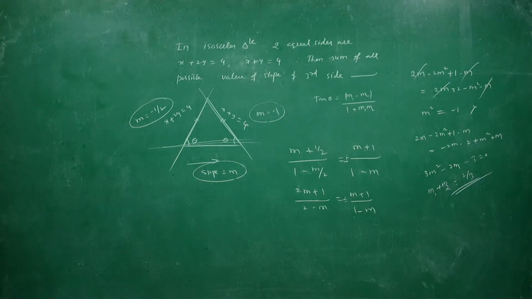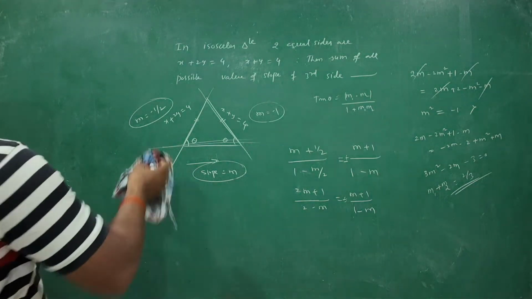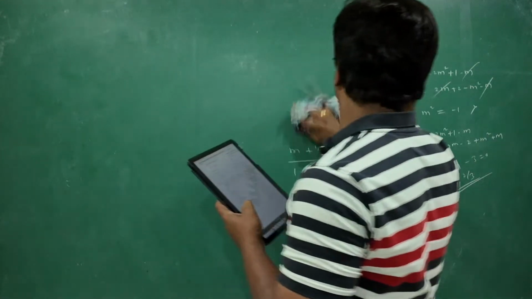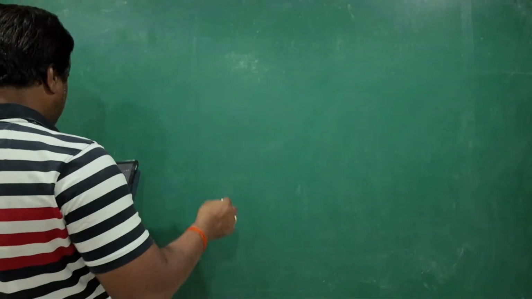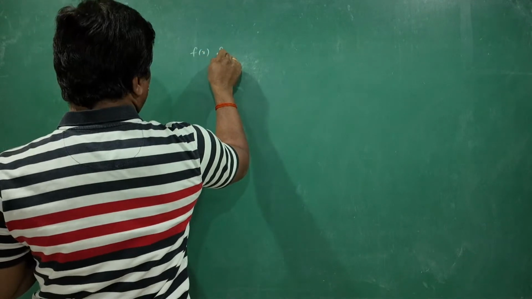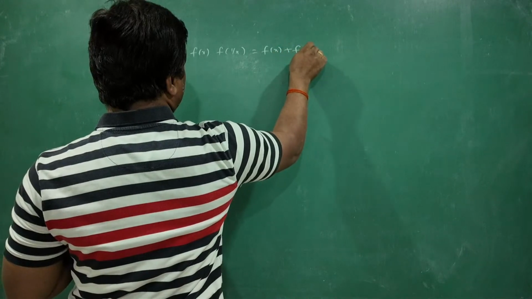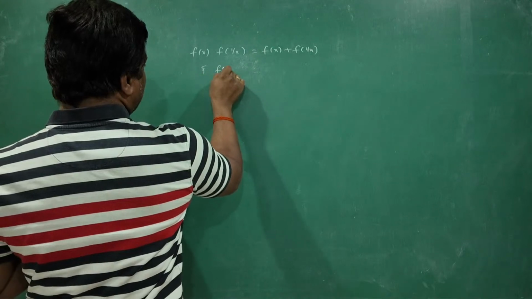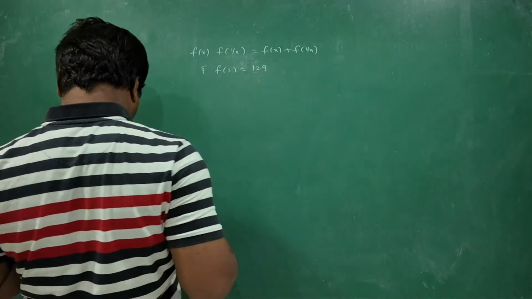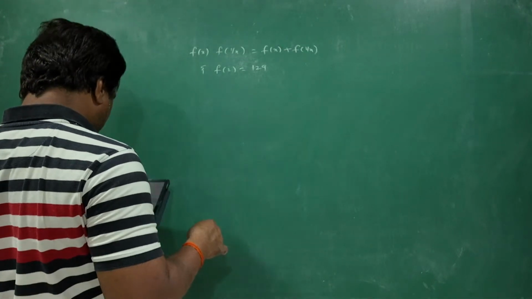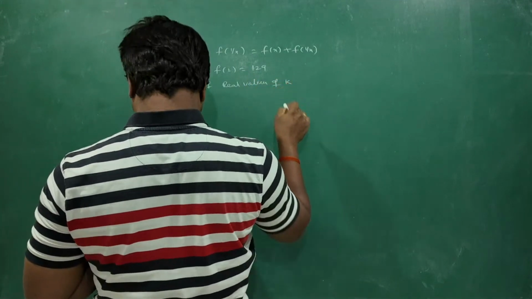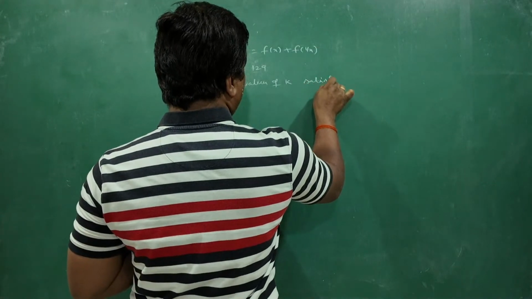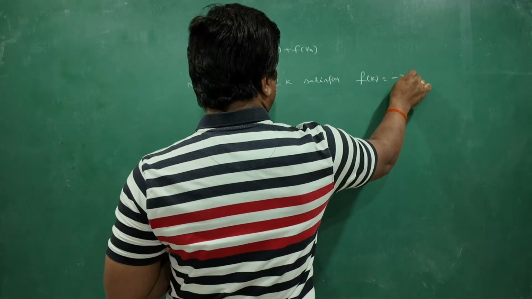Next, there is a question from functional equations. f of x is a polynomial function satisfying the condition f of x multiplied by f of 1 by x equal to f of x plus f of 1 by x, and also the condition f of 2 equal to 129. The question is: the number of real values of k satisfying f of k equal to minus 2k.